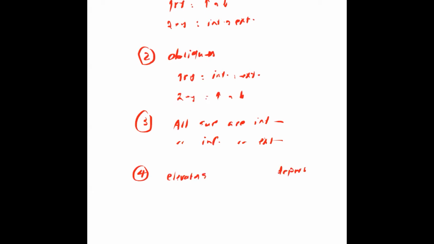Rule number 3: all superiors are intorters, and all inferiors are extorters. Rule number 4, which is the main elevator, which is the main depressor. In cases of abduction, the elevator is the superior rectus, and the depressor will be the inferior rectus. In cases of adduction, the elevator is the inferior oblique.